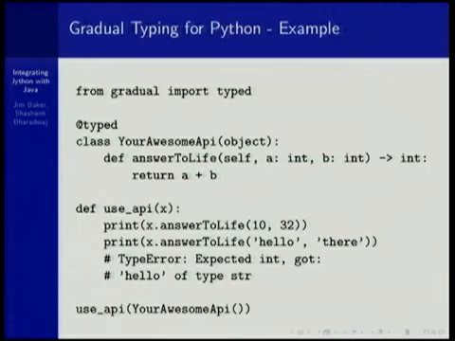Once you say that, the use of the API in the use API function can pretty much do whatever it wants. A print of x.answer to life, 10 and 32 would print out 42, as you would expect. But if you pass something like hello in there, which is a string, the gradual module itself throws an error saying, hey, I expected an int, but got a string.